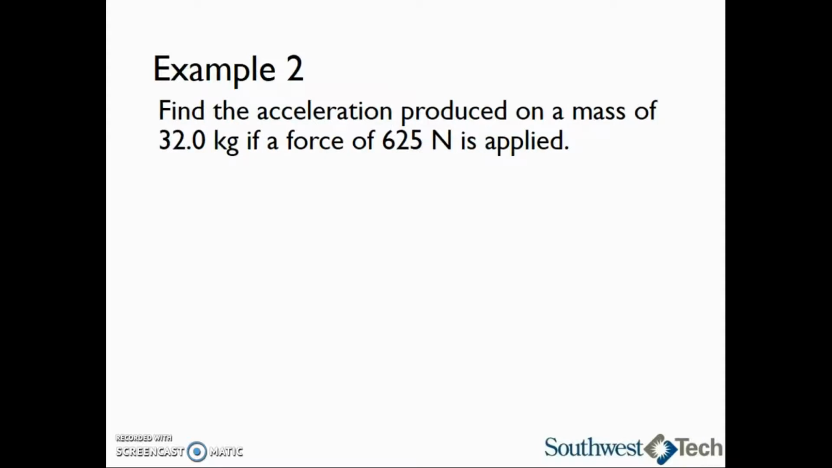Let's take a look at one more example of Newton's second law. Find the acceleration produced on a mass of 32.0 kilograms if a force of 625 newtons is applied. Like the last problem, we will first write down all of the data we are given. We know that the force is 625 newtons and the mass is 32.0 kilograms. In this problem, we are trying to find the acceleration A.